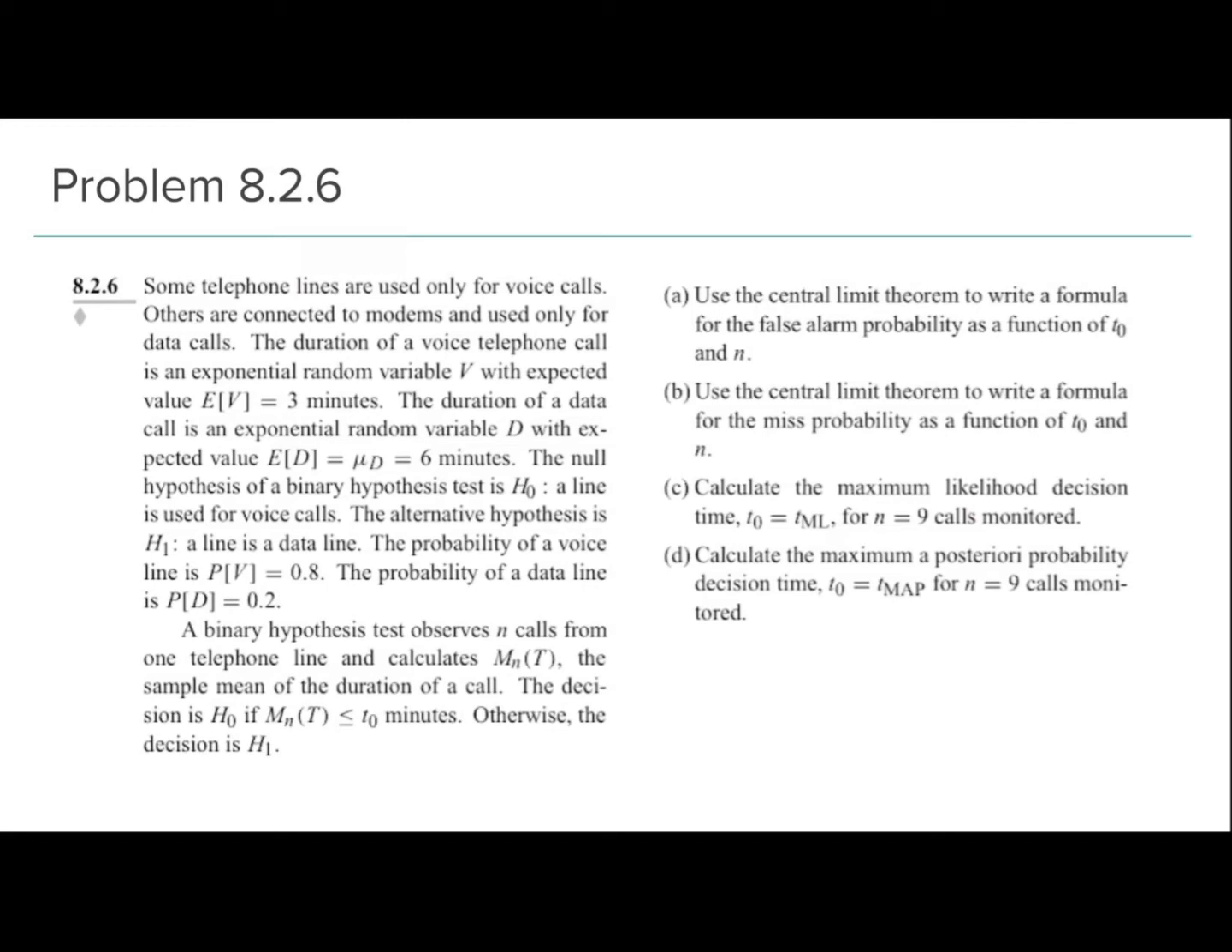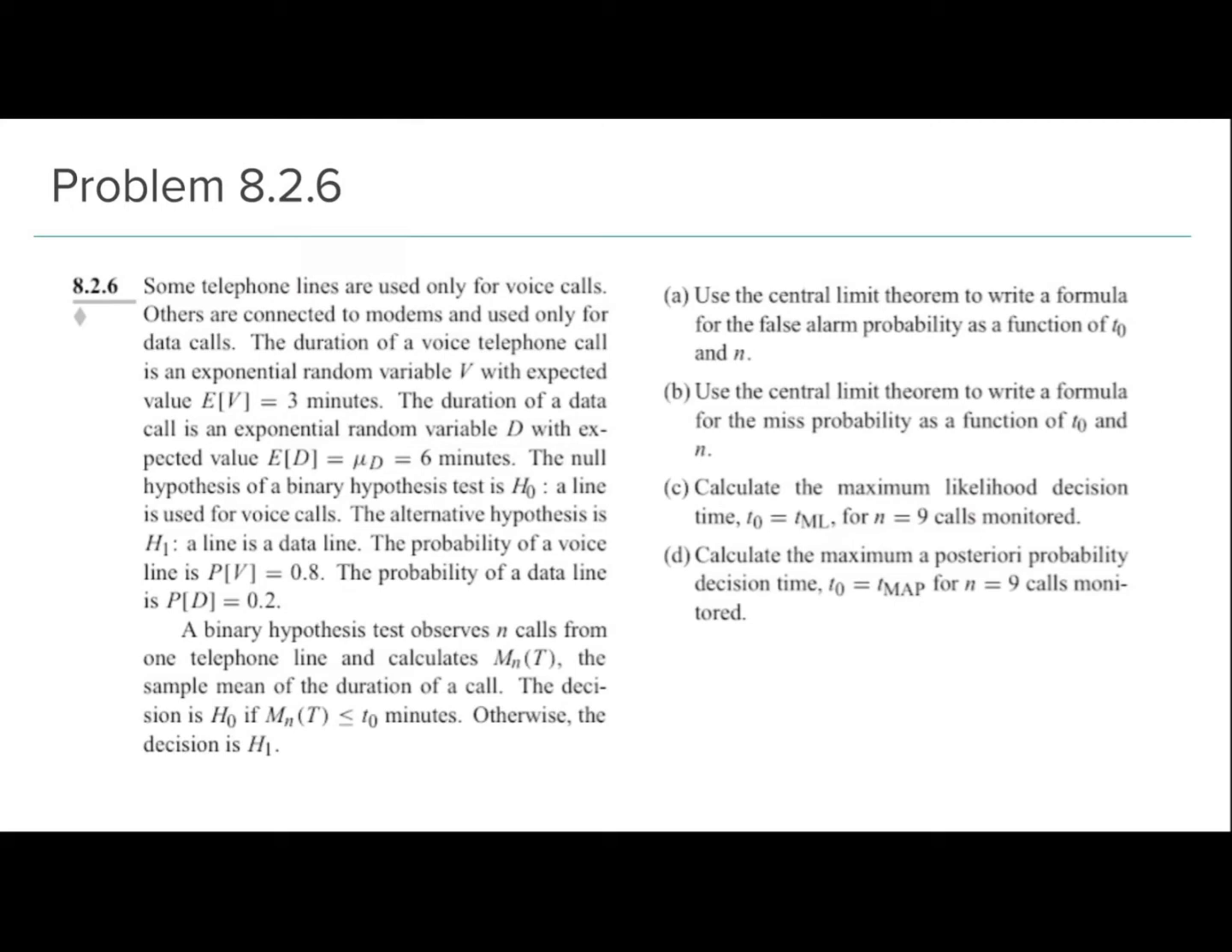Right, so we're given basically that a line can have voice calls or data calls. The duration of the voice call is an exponential random variable V with mean 3 minutes, and the duration of a data call is an exponential random variable D with mean 6 minutes, right? And H0 is the hypothesis that the line is used for voice calls, and H1 is the hypothesis that the line is a data line, right?